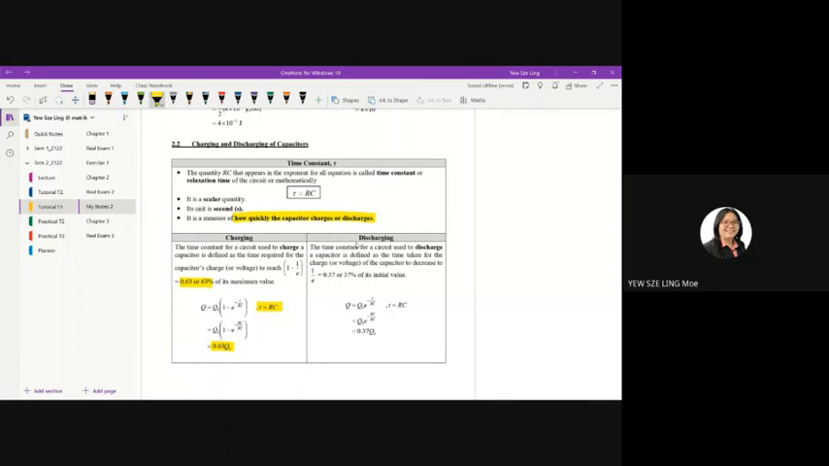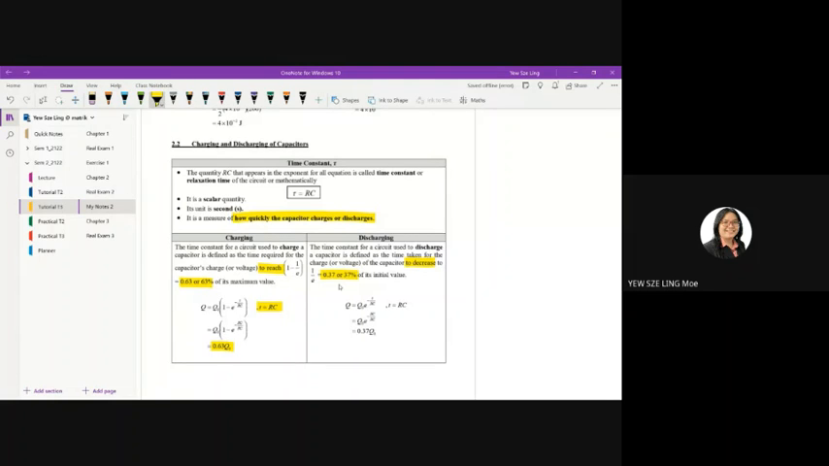All right. And when it comes to the discharging process, we have Q equals Q naught exponential negative t over RC. And in a discharging process, the time constant is defined as the time taken for the charge to decrease to, just now it was to increase to reach, now it is to decrease to 0.37 or 37%. So again, how to obtain this value?